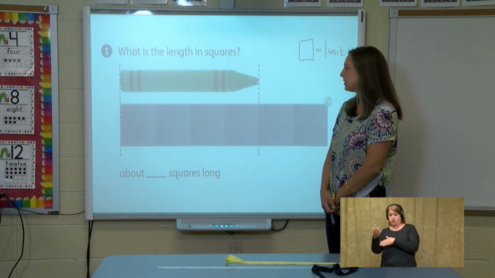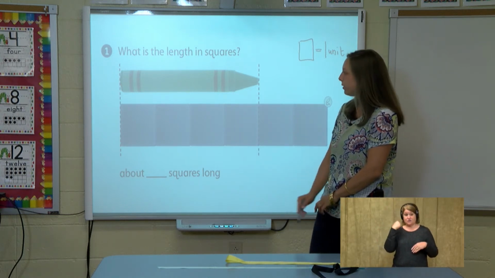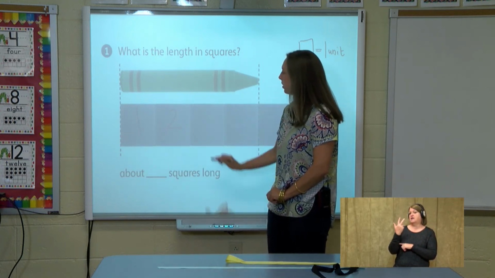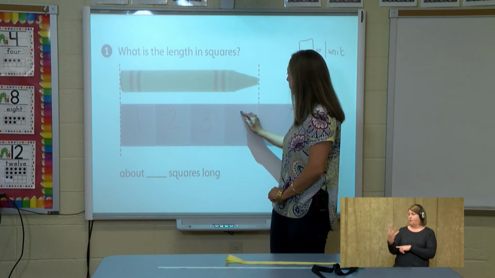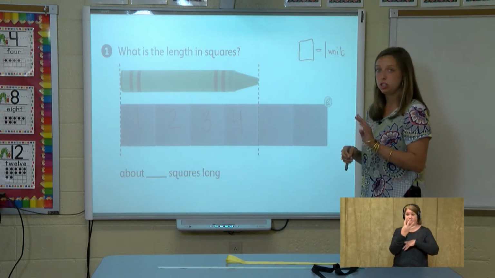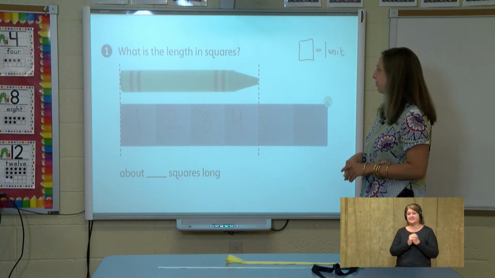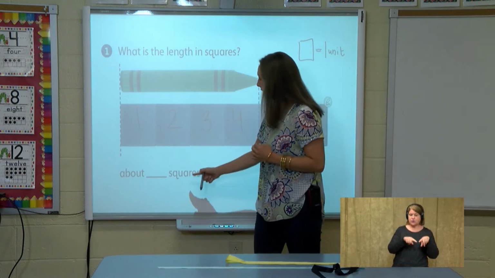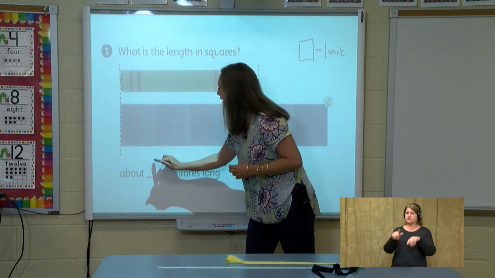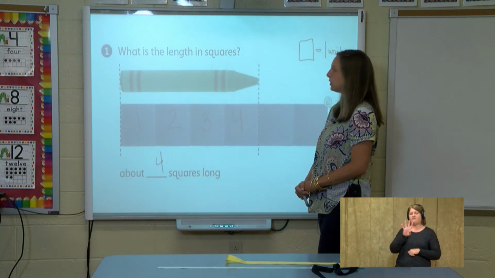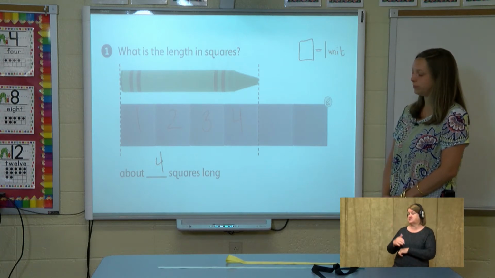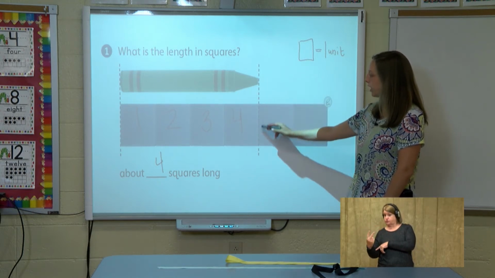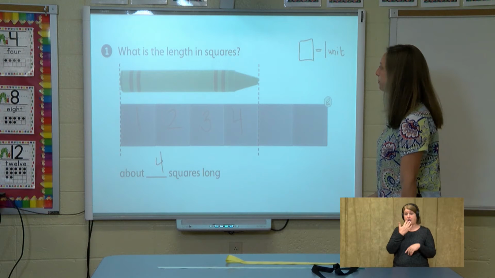So looking at this, let's see if you're holding up the correct number. Let's count our squares. 1, 2, 3, 4. I counted 4 squares. Did you count 4 squares? If you did, give yourself a pat on the back. So what is the length in squares? About blank squares long. This green crayon is about 4 squares long. We didn't count these 2 squares because our object that we were measuring stopped right after the 4th square.